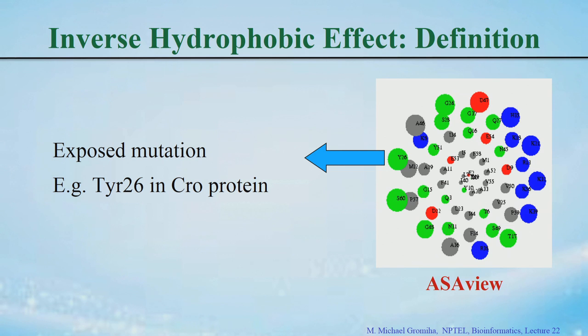So, the mutation is at the exposed position, Y26, tyrosine 26, which is exposed and in a coil. What will happen here if you mutate this residue? Can we see the same trend, that hydrophobicity has a direct correlation with stability? Let us see. So, this is the data.